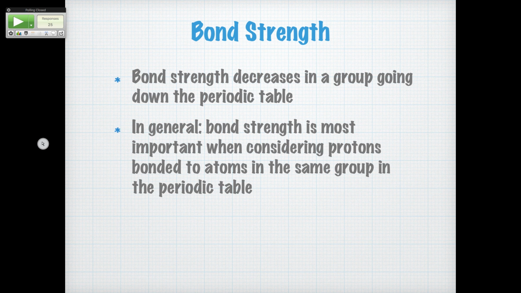Everybody wants to say HF because they think it's more electronegative. When you're looking down the periodic table, down a column, bond strength is decreasing. So it's easier for HI to give up that proton. Now, what are some reasons why the bond strength is decreasing? Look at I and F. What's different about them? Their size, right? I is much bigger than F. And because it's bigger, the bond is going to be longer, so it's not going to be as strong.